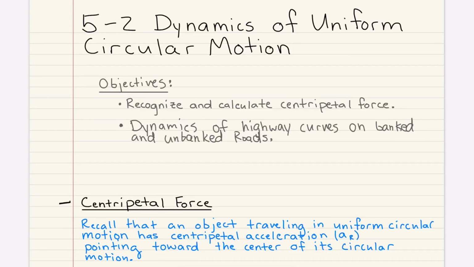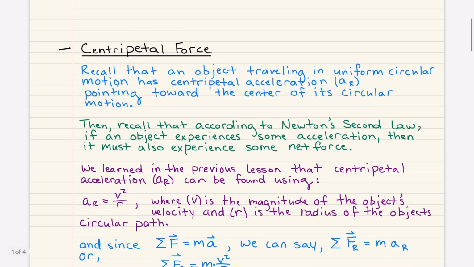Here we are with lesson 5-2, Dynamics of Uniform Circular Motion. The objectives of this lesson are to recognize and calculate centripetal force, as well as start to understand the dynamics of highway curves on banked and unbanked roads. All right, so let's get started with centripetal force.